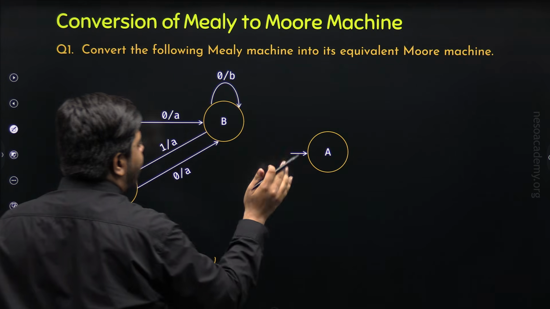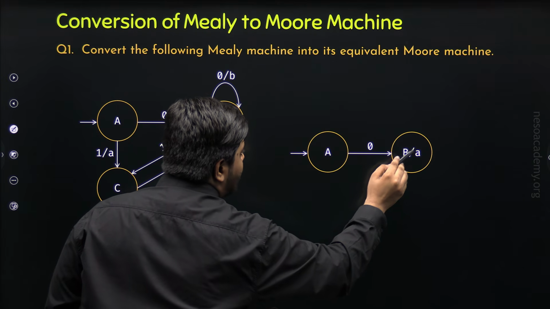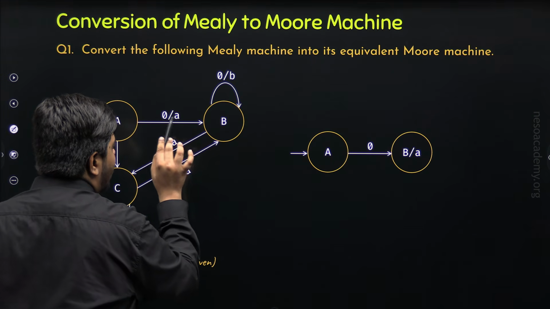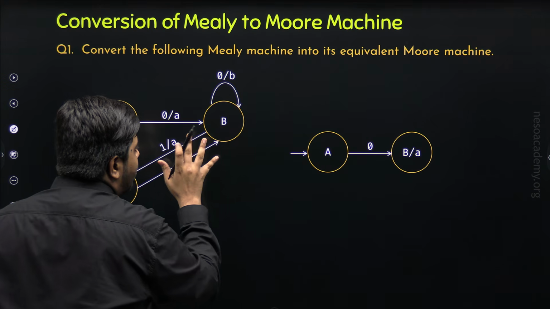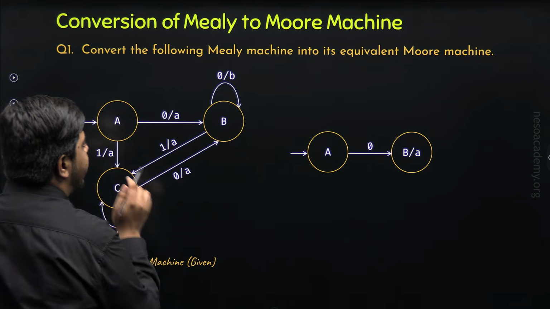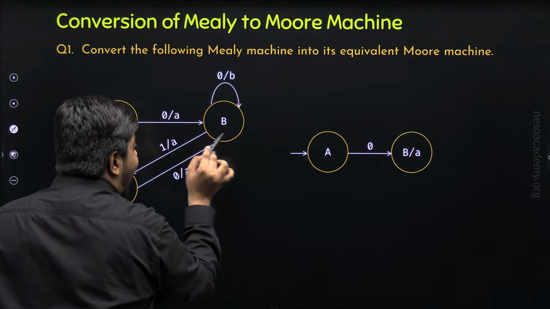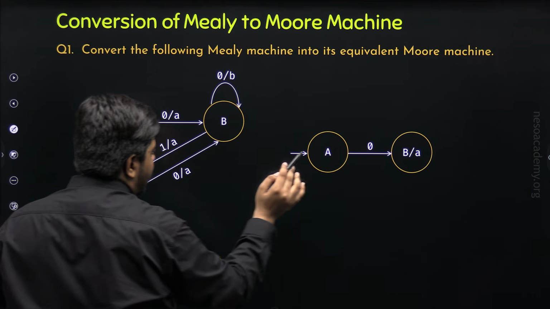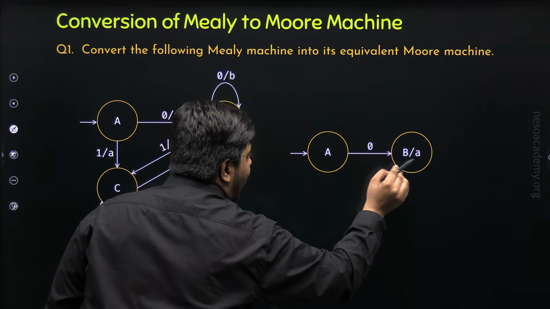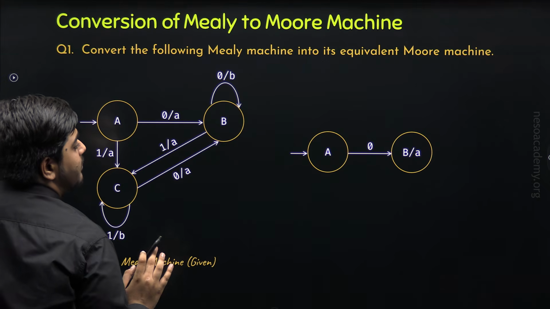So we can represent this like A, on getting input symbol 0, we will reach the state B having output symbol A. So this A is shifted from this transition arrow into this particular state to convert this into a Moore machine. I hope this transition is clear to you. I repeat, A, on getting input symbol 0, we will reach the state B, and that B should have output symbol A. In this way, we have created the very first transition of the Moore machine.